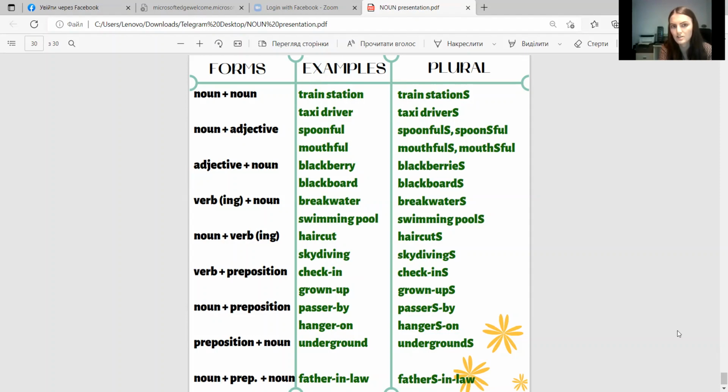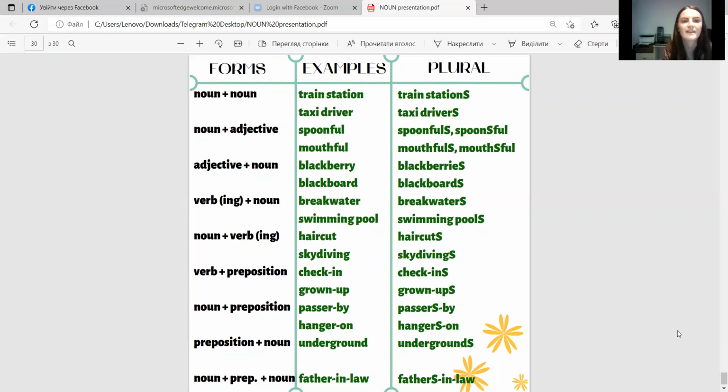Then you have noun plus adjective, прикметник, spoonful, so the word full is an adjective. Again, you put this ending s at the end or in the middle. Spoonfuls or spoonsful. So both are correct. It could be adjective plus noun, blackberry, blackboard, or whiteboard. And here you will have ending s, but be careful, blackberry, you have consonant plus letter Y, so that's why you will need to change it, I-E-S.